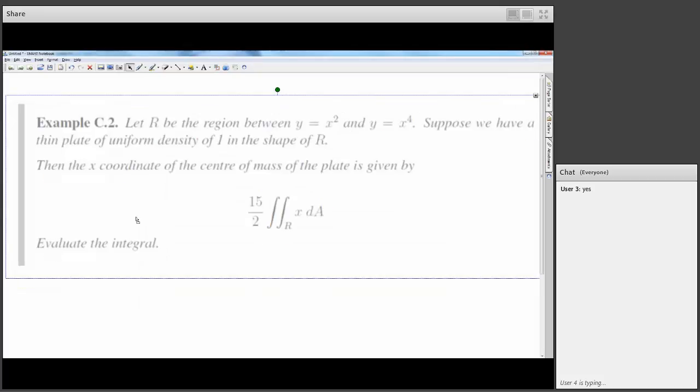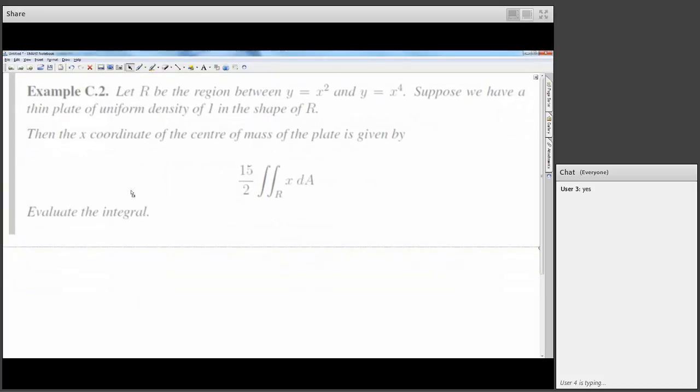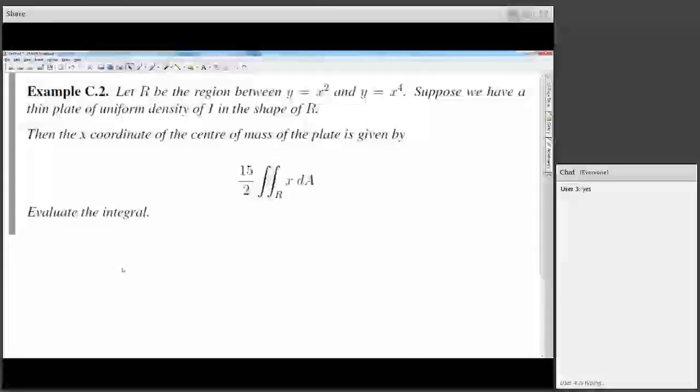I can see someone's trying to type. I might not respond straight away, but it's all right. Okay.